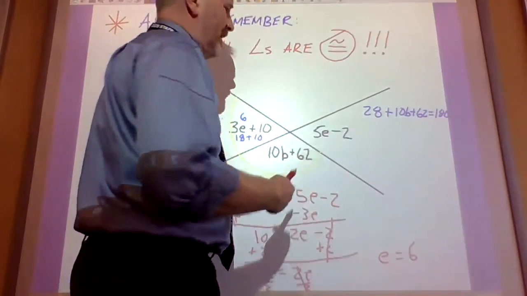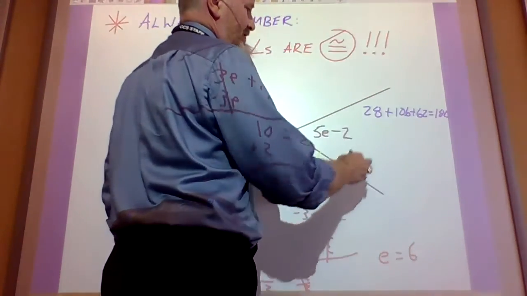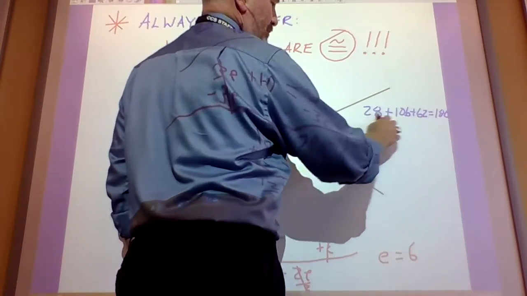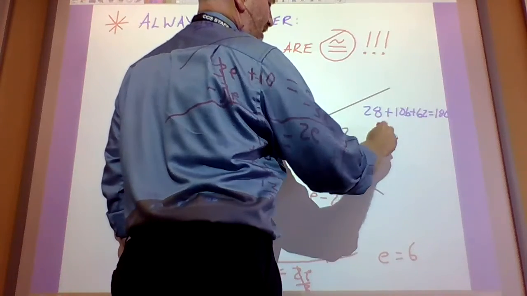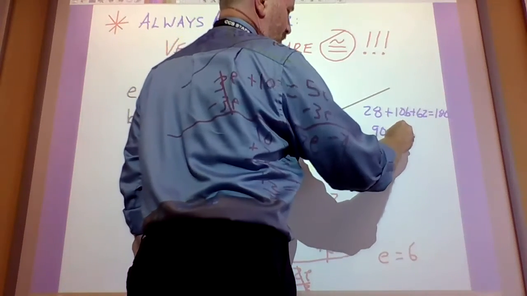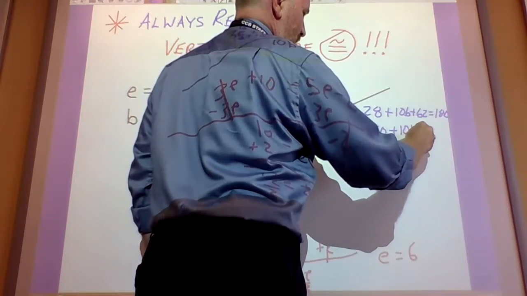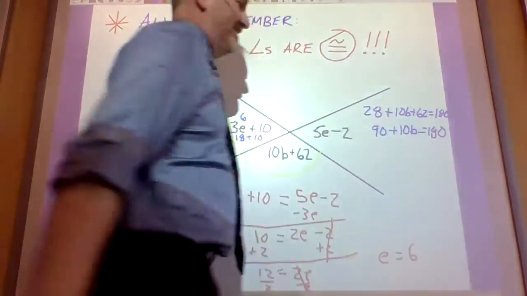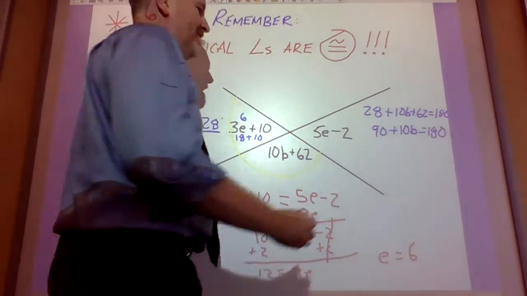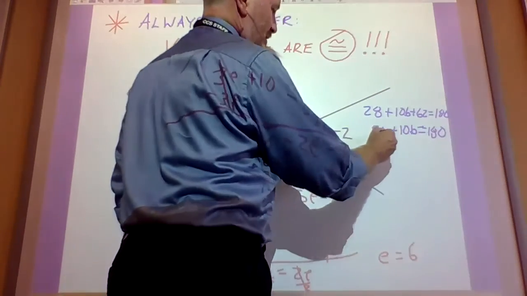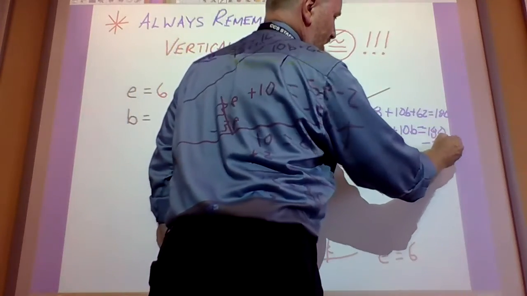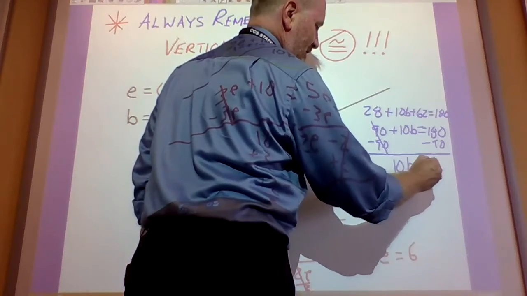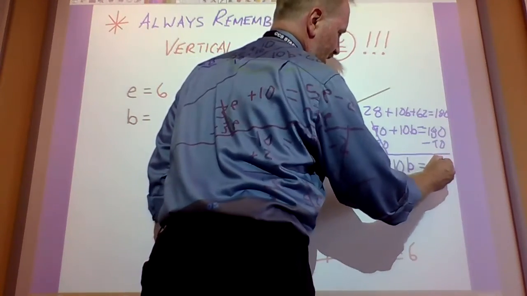Especially for somebody like me, I can't make a b not look like a 6 very well. So we start combining like terms because the 28 and the 62 are like terms. They combine into 90 plus the 10b, try to make that look like a b, equals 180. Still looks like 106 to me. Man, that's confusing. All right, so now to find out what b is, we subtract off the 90, subtract off the 90, and we get 10b equals 90.